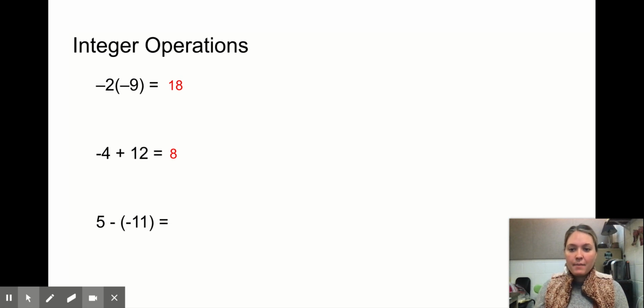Last question, 5 minus -11. This is 16. Use the keep, change rule here. So 5 minus -11 is the same as 5 plus a positive 11, or 5 plus 11, which is 16.